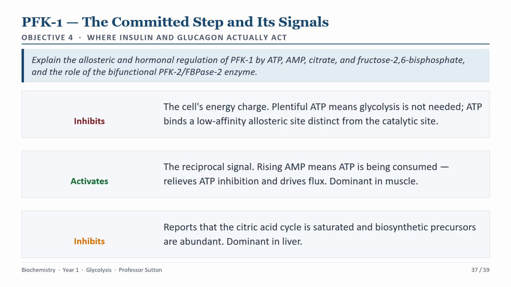AMP activates. AMP rises when ATP is being consumed, so it is the reciprocal signal. It relieves the ATP inhibition. This is a dominant control in exercising skeletal muscle. Citrate inhibits. Citrate leaving the mitochondrion signals that the citric acid cycle is saturated and biosynthetic precursors are plentiful. No need to send more carbon in. This is the dominant control in liver.